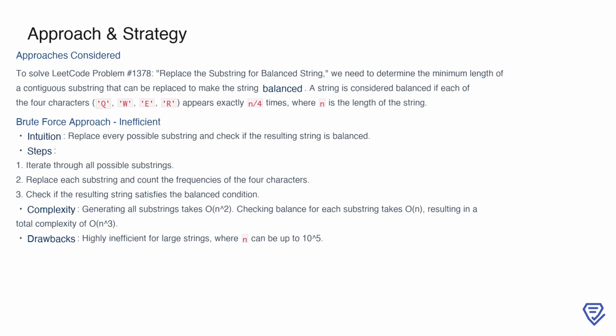While this might seem straightforward at first glance, a naive approach would involve replacing every possible substring and checking if the resulting string is balanced. This brute force method requires iterating through all possible substrings, replacing them, and verifying the balance condition by counting the character frequencies. However, this approach has a high computational cost. Generating all substrings alone takes n squared, and verifying each substring adds another n, making the total complexity n cubed. For large strings, where n can reach up to 100,000, this becomes impractical due to the sheer number of operations required. Thus, we need a more efficient strategy.